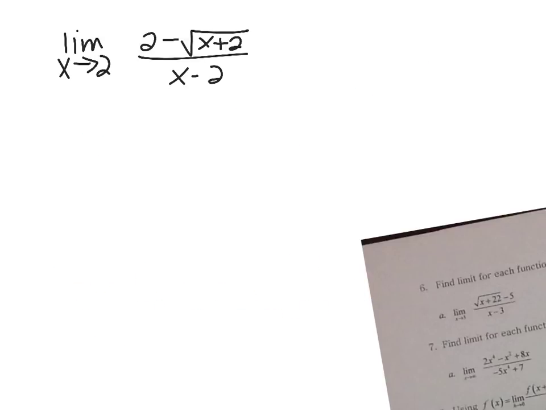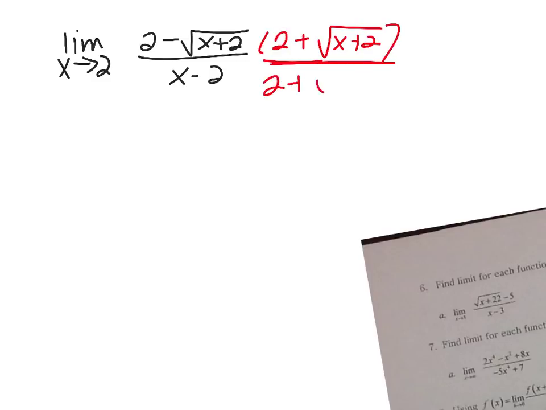Okay, so I have the limit as x approaches 2 of 2 minus the square root of x plus 2 over x minus 2. And notice if I do direct substitution, I'll get 2 minus 2 in the denominator. It's undefined. So I multiply by the conjugate. So the conjugate would be 2 plus the square root of x plus 2 over 2 plus the square root of x plus 2.